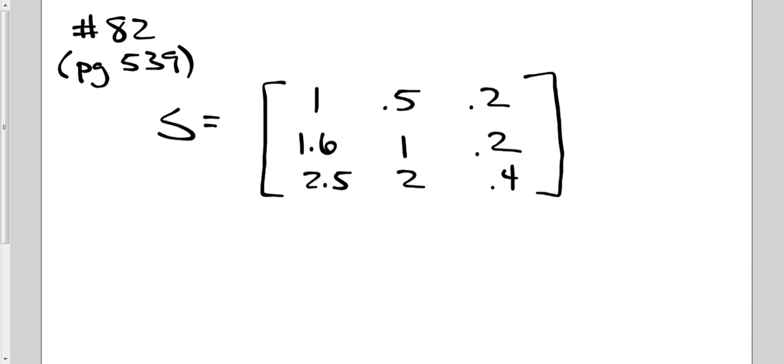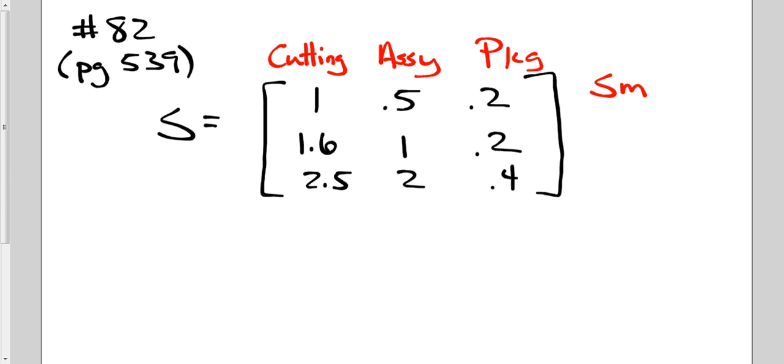So this column represents cutting. This column represents assembly. And this column represents packaging. This row represents small. This row represents medium. And this row represents large. So it takes 2 hours to assemble a large boat. It takes 0.4 hours to package a large boat. Okay? So that's all the stuff.